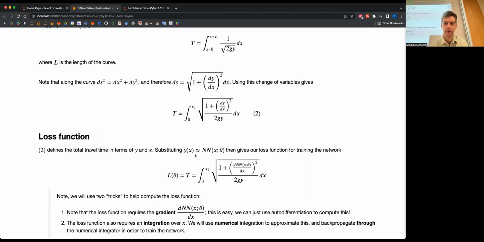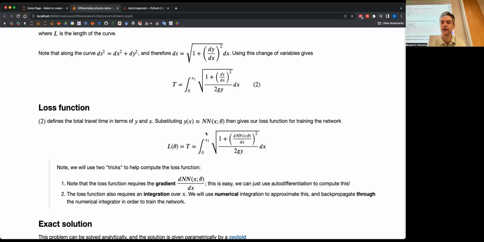As I said, what we're going to do is say y of x is approximated by a little neural network here, n of x, with some free parameters. We just very simply substitute this into our travel time equation, and then immediately this is our loss function that we're going to try and minimize. So we're going to tune the weights of the network to minimize the travel time of the ball. Does this make sense to everyone?